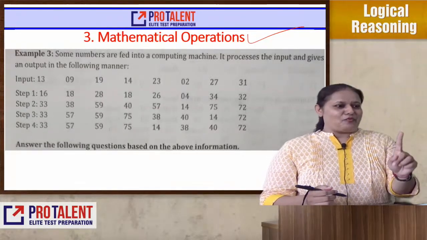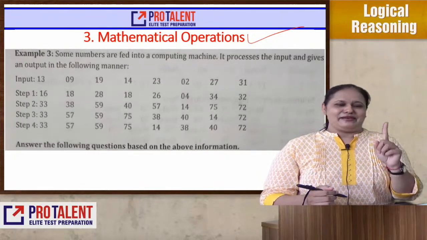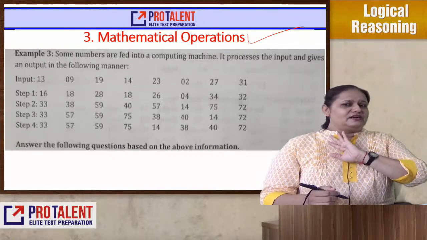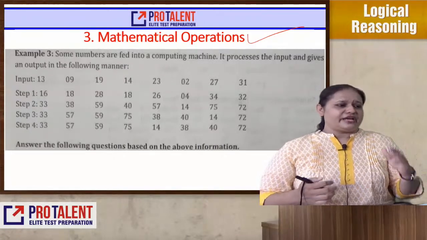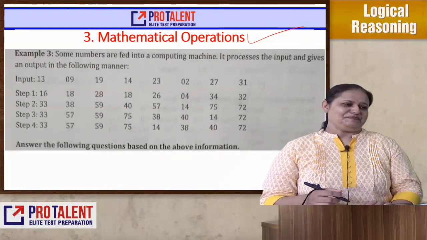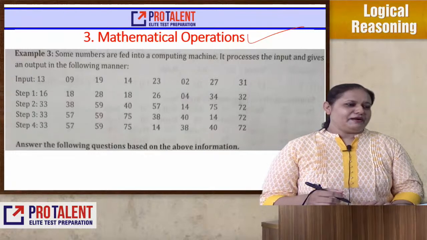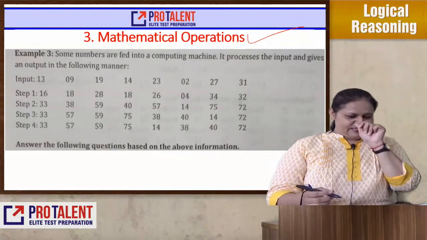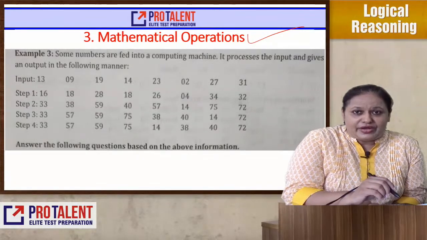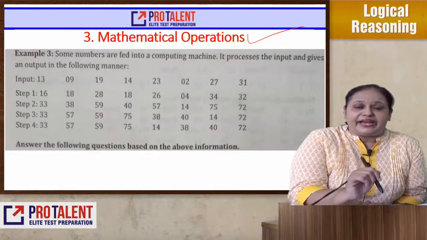So step 1, how did we get step 1? Tell me, let's go step by step, dear friends. Don't just jump. Okay, step 1, how am I getting step number 1? Shubham is correct, right? You can see that. See, from 13 I am getting 16. Okay, from 13 I got 16. From 9 I got 18.